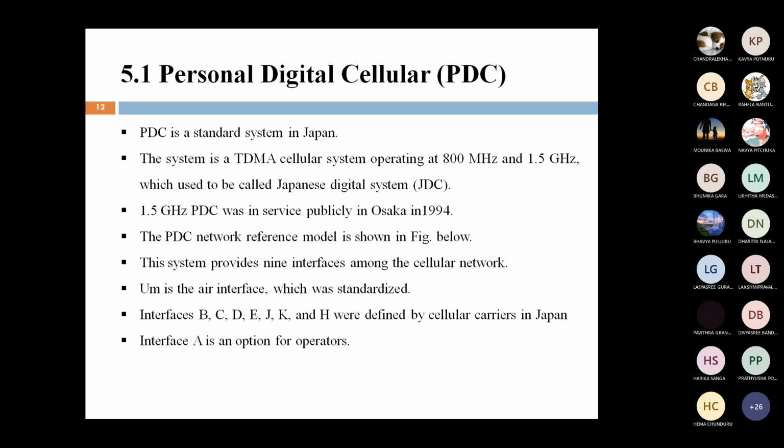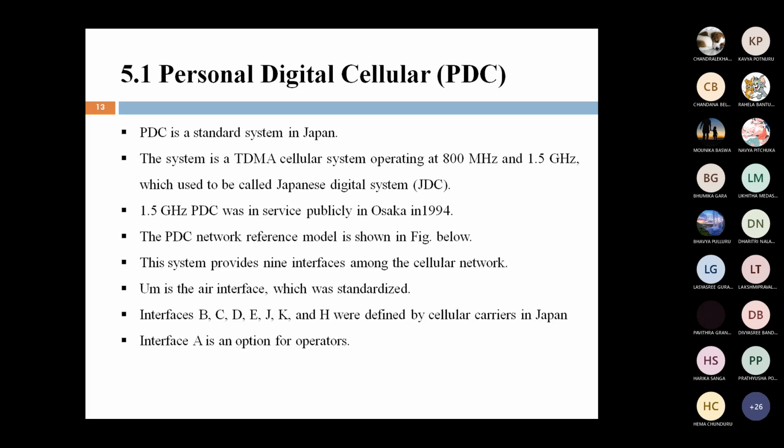The first one is PDC, personal digital cellular. Originally it was implemented in Japan. The multiple access technique used in PDC is TDMA, time division multiple access, with an operating frequency of 800 megahertz to 1.5 gigahertz. Initially it was called JDC, Japanese Digital Cellular, but nowadays it is called personal digital cellular. It has been in use since 1994.